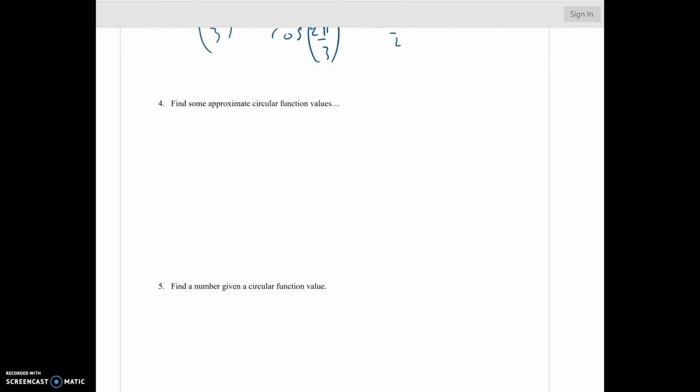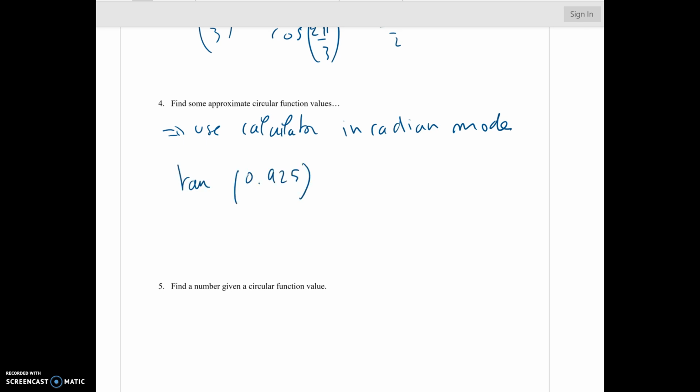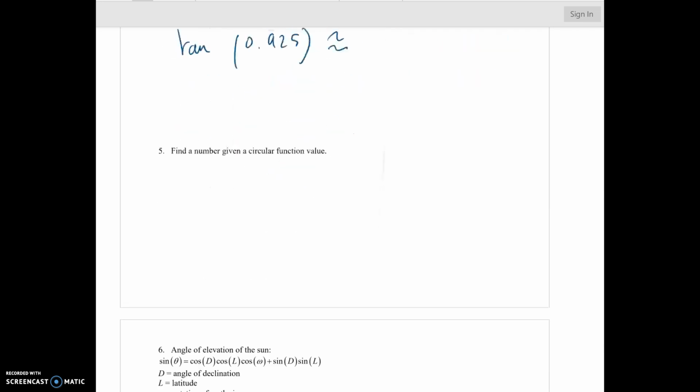Find some approximate circular function value. Use your calculator. That is the advice. Use your calculator in radian mode. This is very important, in radian mode. And if you look, for example, at the tangent of 0.925, you will find, and I'm not giving you the answer because it will be part of the question to make this video more interactive.